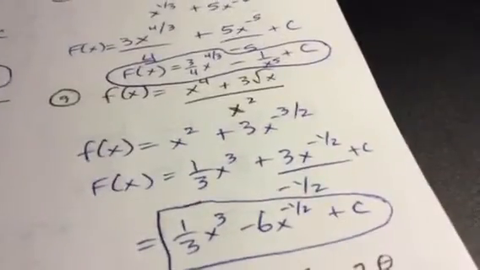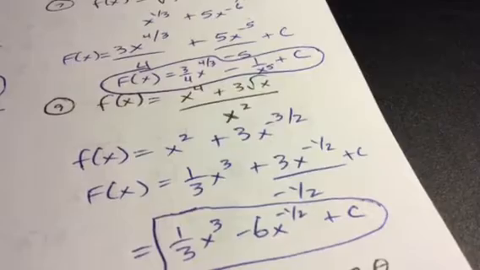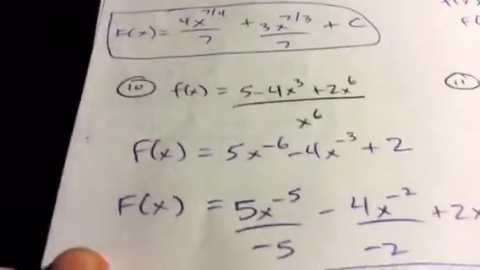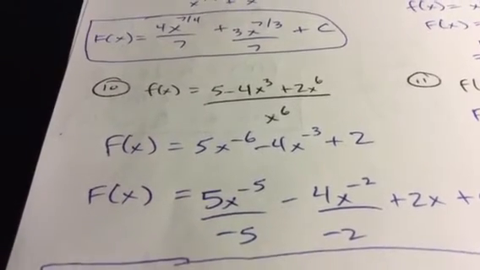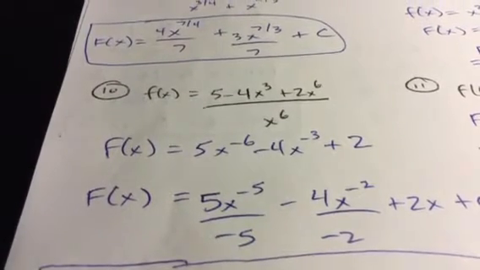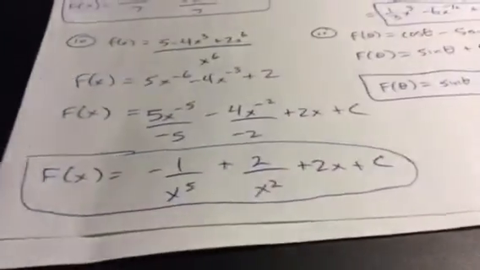And number 9, first divide everything by x squared, and then take the antiderivative. One power up divided by the new power. That's exactly what we're doing on number 10. Divide everything by x to the 6th, then it's just one power up divided by that new power.